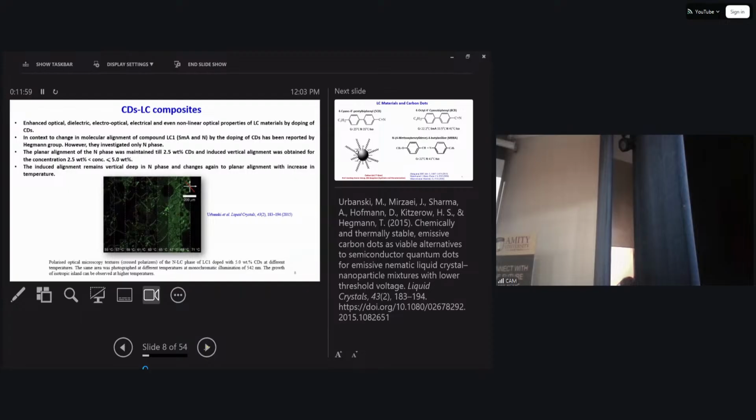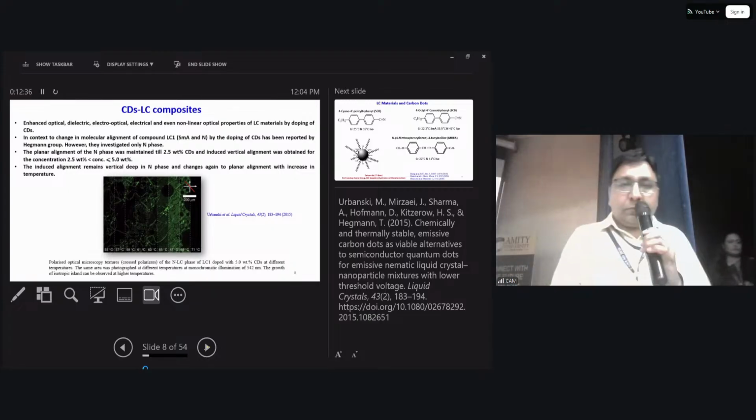when they started including these carbon dots and reached a concentration of more than 2.5 and less than 5.0, they found that in the nematic phase the alignment changed from planar to vertical. So that was a novel thing at that moment of time. But then they had a problem: whatever finding they showed in the nematic phase was not stable, and as they heated the sample up, it was distorted. And in fact, they didn't talk about smectic A. What happened to the smectic A phase? So that was one more point to look into for these kinds of materials.